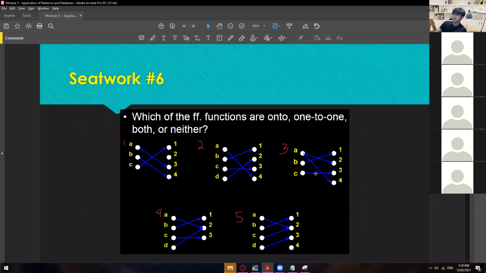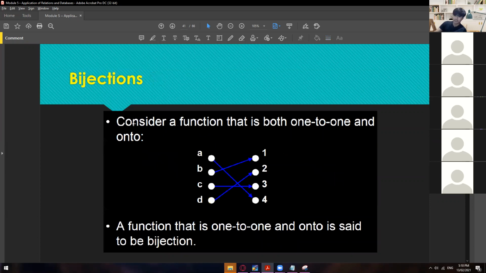Right. So did you guys get this secret number 6? No problem. Yes, sir. All right. So we also have here bijection, wherein it is now a combination of one-to-one and onto. As you can see, this is one-to-one, all of them have one partner only, and this one is also onto, since all of them have a partner. We call that one bijection.